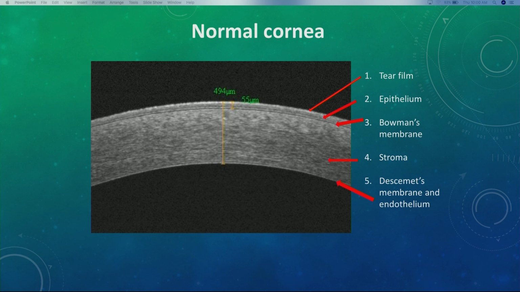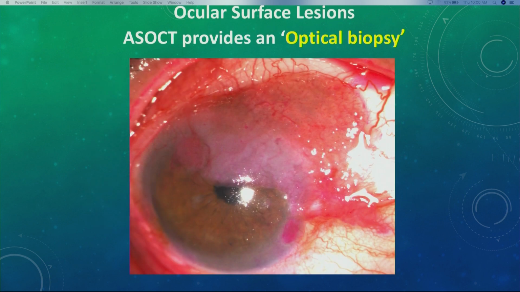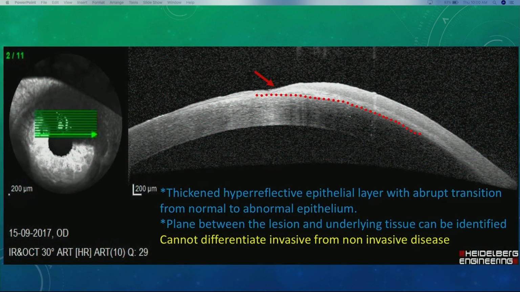So coming on to each of these indications where we used OCT, it is most useful in ocular surface lesions, where it provides an optical biopsy. For example, this is a lesion we are seeing on the conjunctiva and the cornea, taking up stain with rose bengal. And what do we see on the OCT?